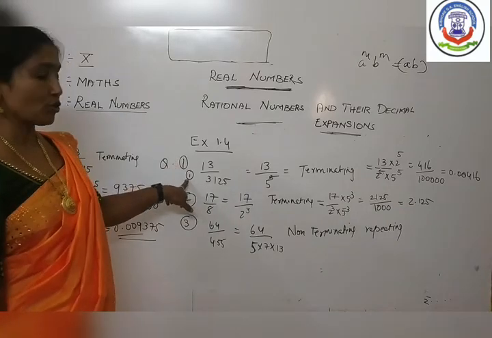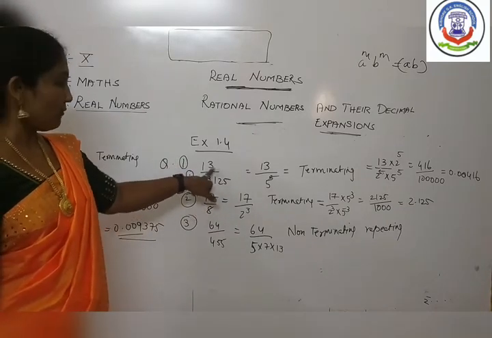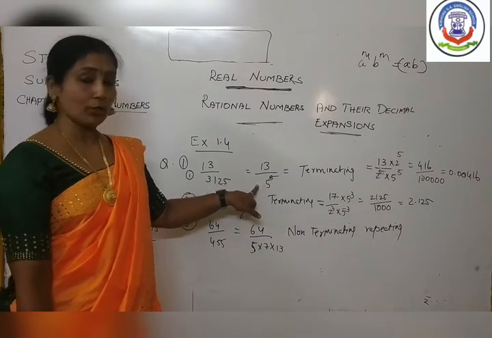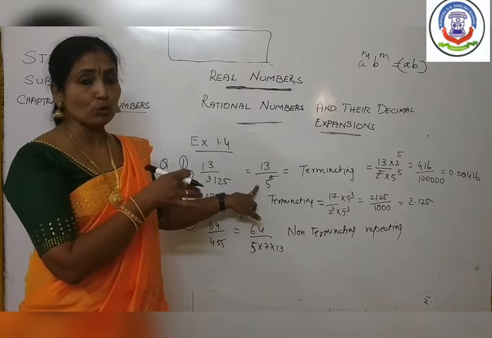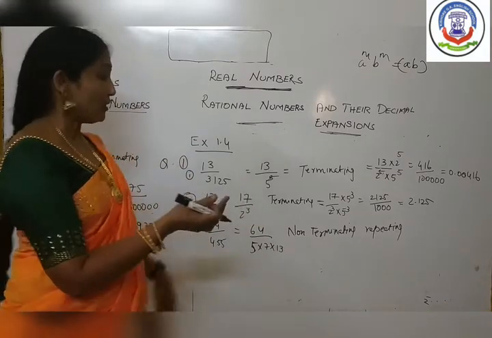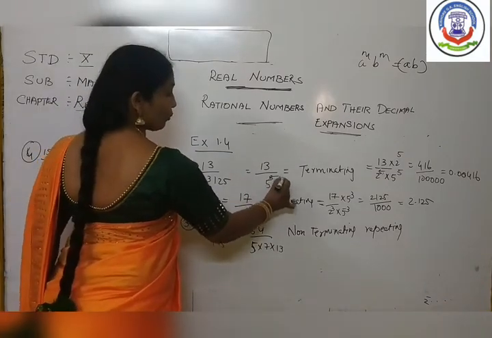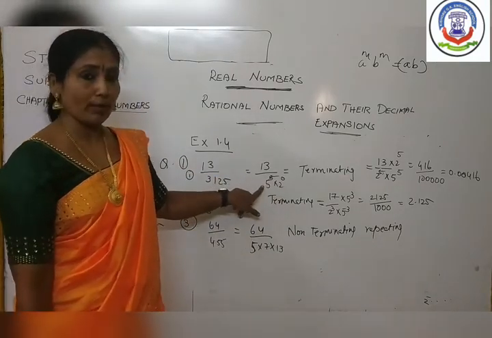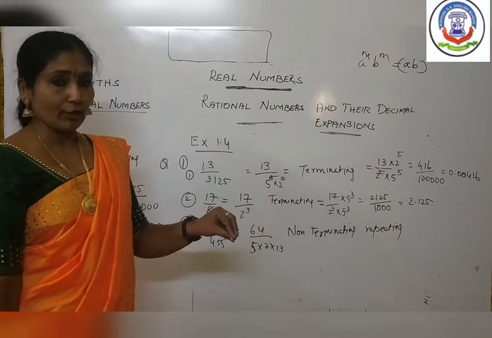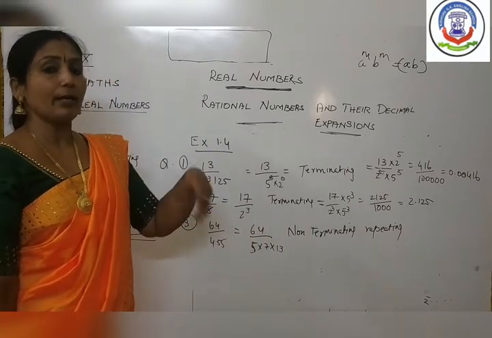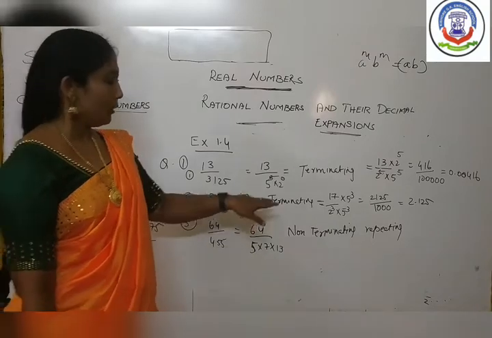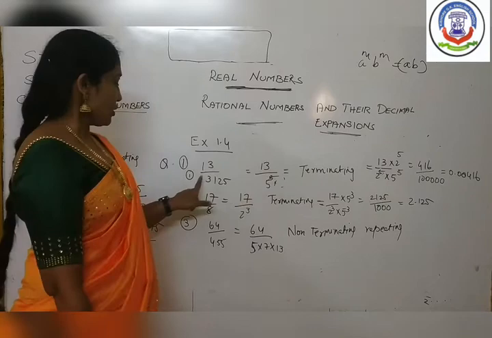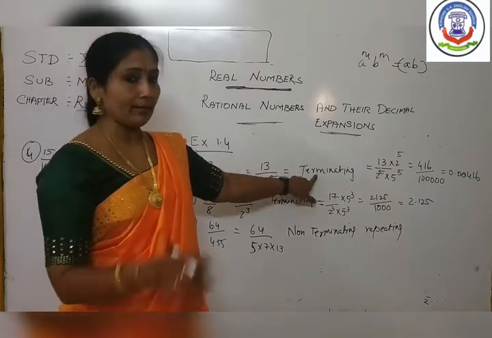Question number 1, first question, 13 by 3125. So 3125 you factorized, and you got 5 raised to 5. That means here 2 raised to, then there is a question that 2 raised to is not there. But if it is not there, we can write it as 2 raised to 0. Is it right? 2 raised to 0 is 1. It is in the form of 2 raised to m into 5 raised to n. I already mentioned that if 2 raised to and 5 raised to both are there, then only the decimal expansion will be terminating. So for the first question, the answer is terminating.